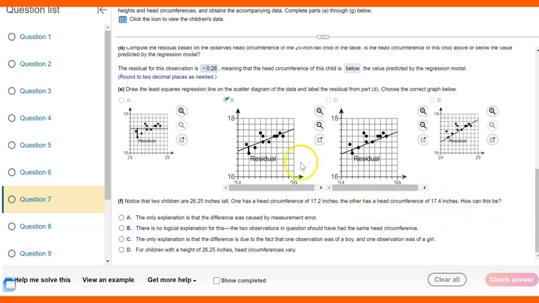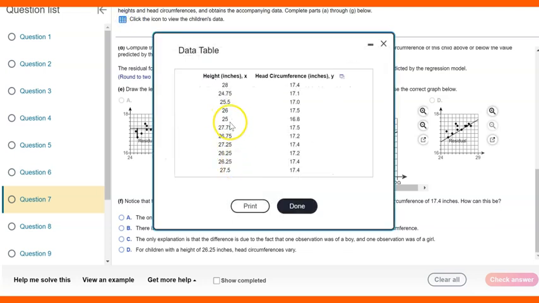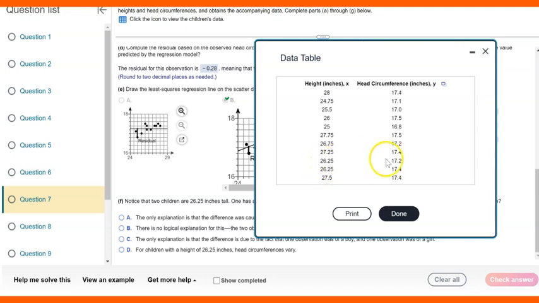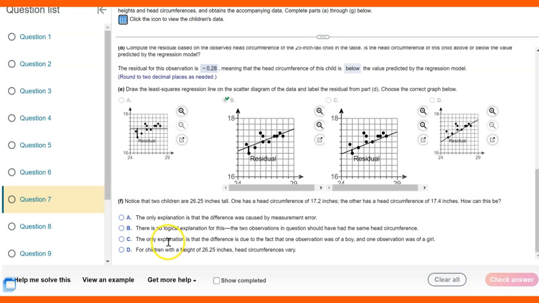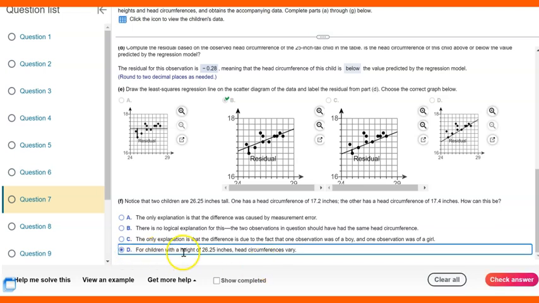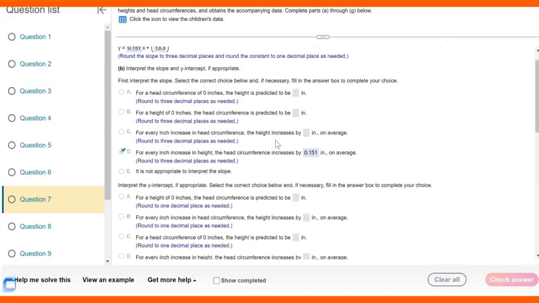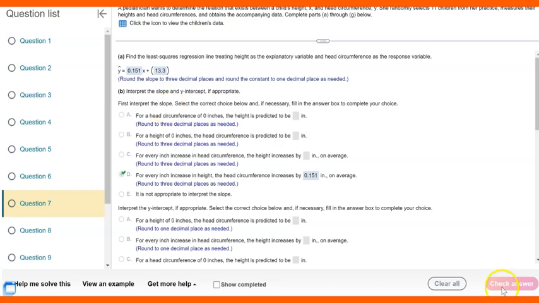How can this be? If you look at here, with the same height, 26.25, you have different hair circumference. Why is that? You have to read the options and find the plausible answer. The plausible answer is D, because for the children with the height of 26.25 inches, hair circumference may vary. This is the right answer. Okay, that's all about this question number 7.